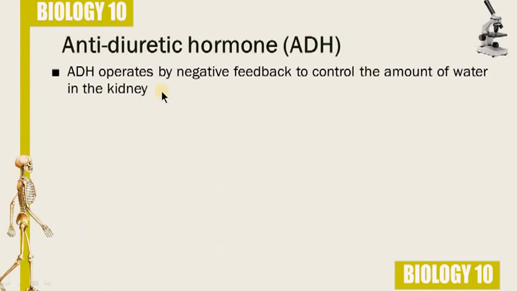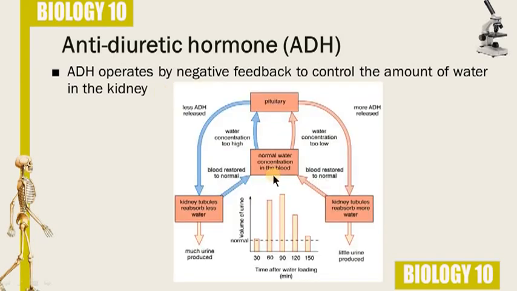ADH uses negative feedback. The center represents normal water concentrations. When water concentration is low, more ADH is released from the pituitary gland. This signals the kidneys to reabsorb more water, and less urine is produced. This restores the normal blood concentration of water.